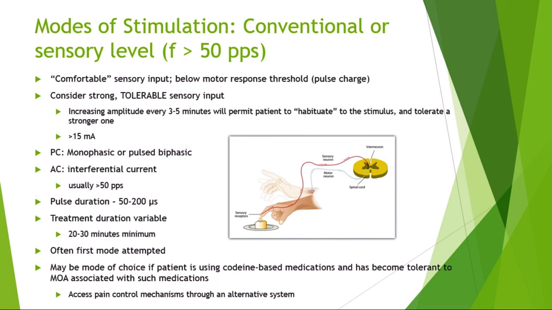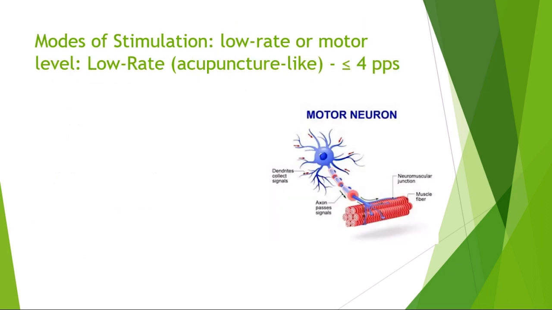So we can't use the opioid receptors because they're being used by the medication, and so we need to access the pain control mechanism through an alternative system. In other words, the gating system at the spinal cord. Low rate or motor level uses the stimulation-produced analgesia, stimulating the midbrain to release those endogenous opiates. It uses those opioid receptors, so this is probably not the mode of choice for someone who's on opioid medications.